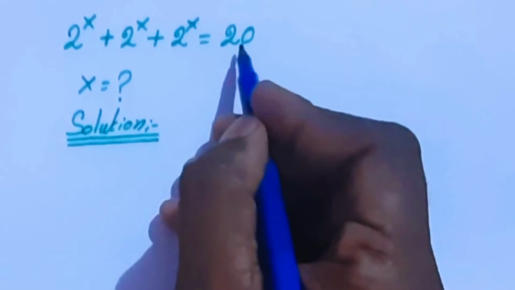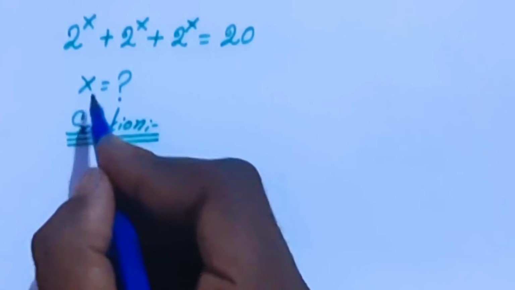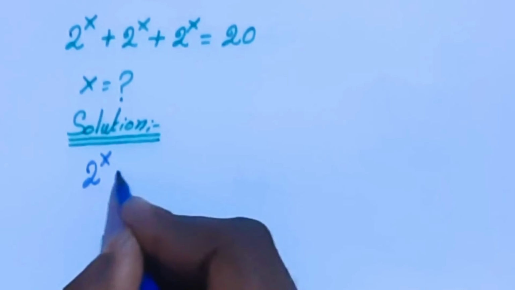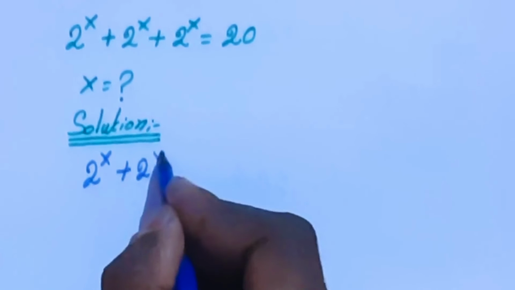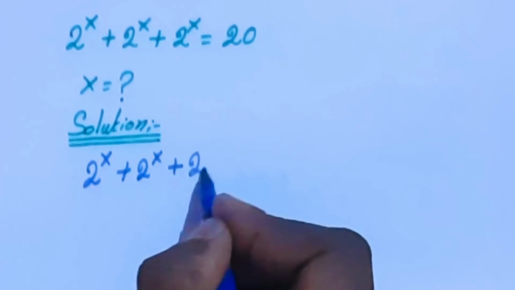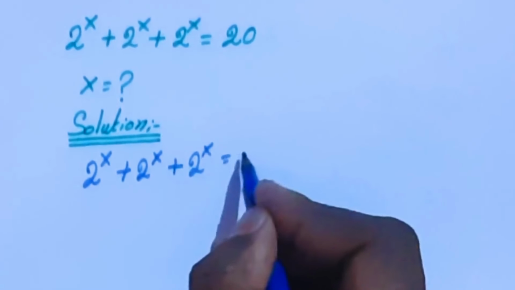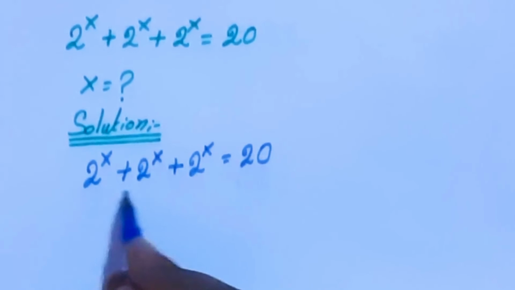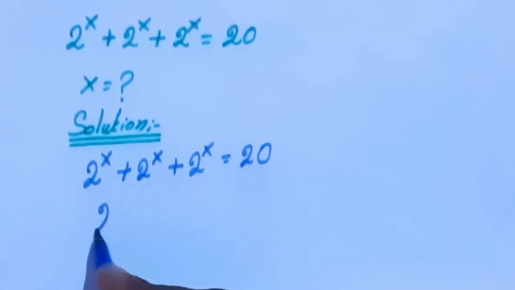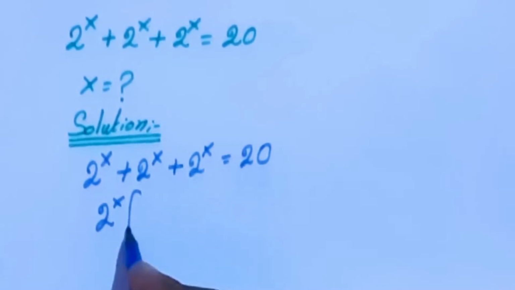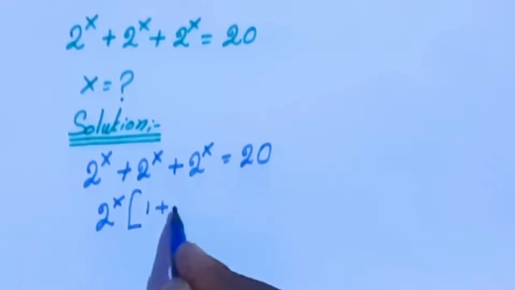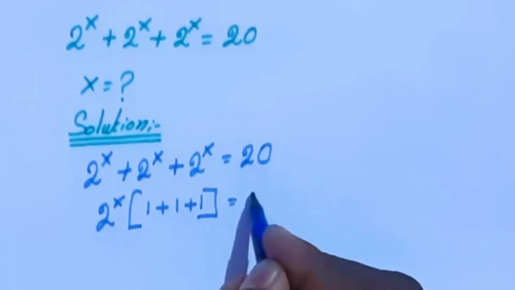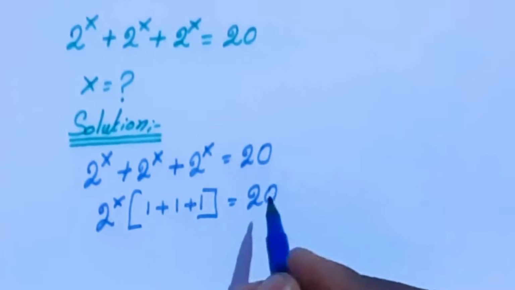Today we are going to solve this problem to find x value. Solution: 2 power x plus 2 power x plus 2 power x equal to 20. Now we are going to take 2 power x common. So 2 power x, open bracket, 1 plus 1 plus 1, close bracket, equal to 20.